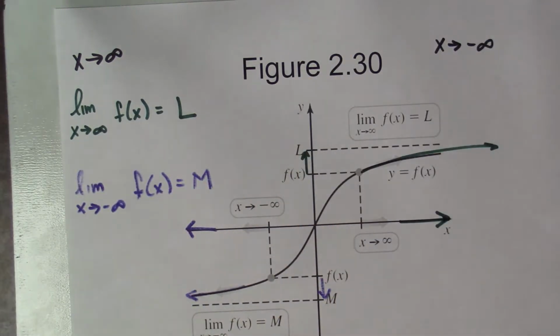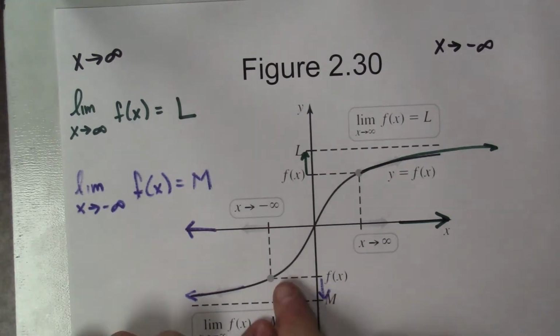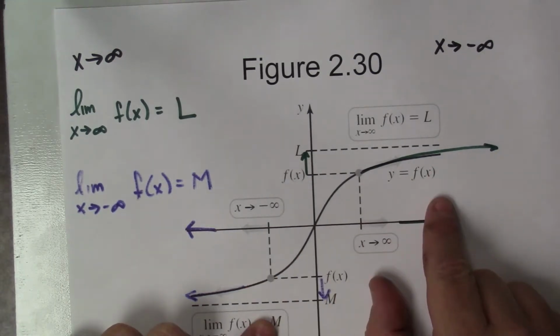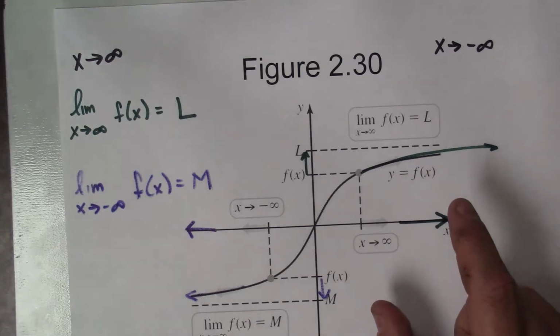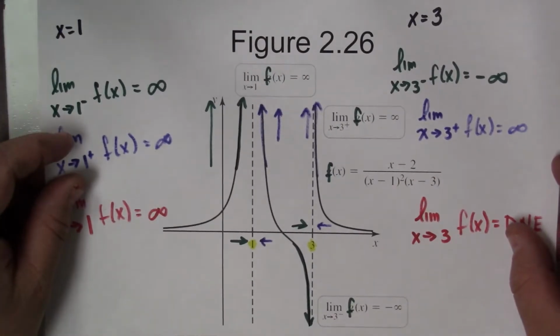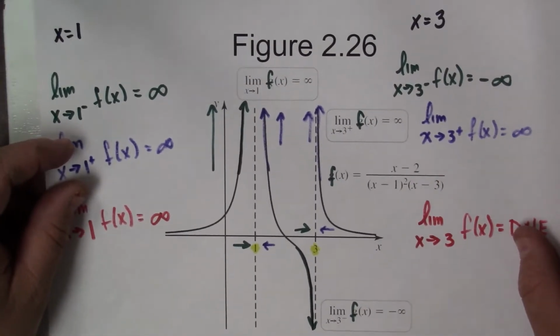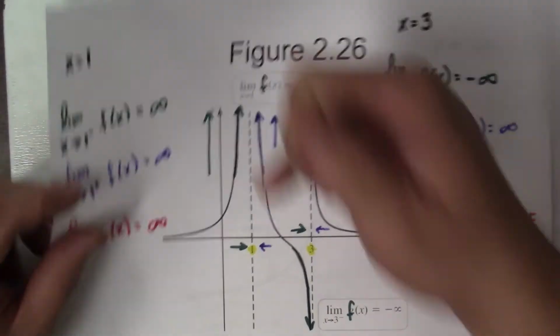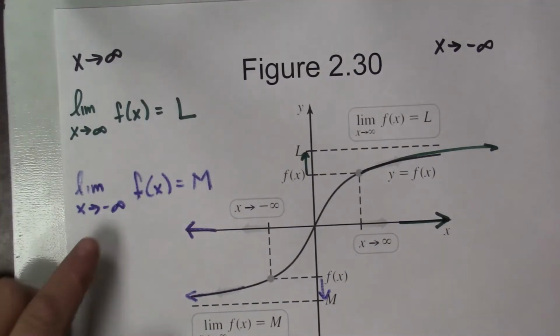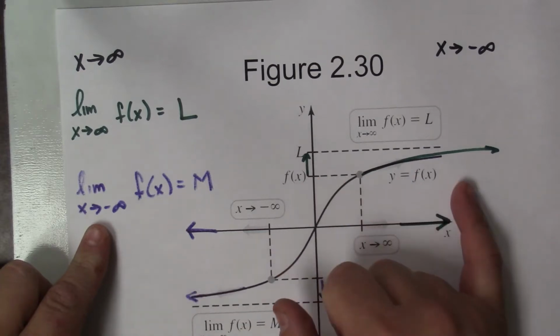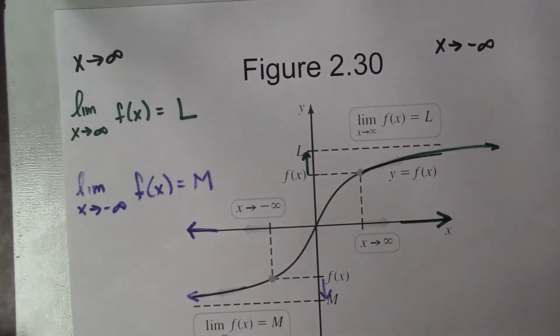And we say the limit as x goes to negative infinity of f of x is m. So with limits at infinity, it has to be a horizontal asymptote, just as we could see that infinite limits had to be a vertical asymptote. When I talk about limits at infinity, we are only talking about horizontal asymptotes, or they do not exist.